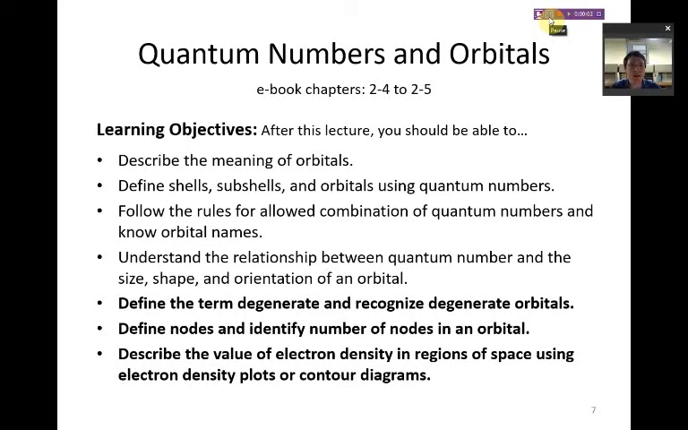Welcome back, everyone. In this video, we're going to continue learning more about quantum numbers and how they relate to orbitals. We're going to learn about what it means for an orbital to be degenerate. We're going to talk about nodes and what that means in terms of where the electrons cannot be. And then we'll look at different ways of representing orbitals using electron density plots, contour diagrams, and boundary surfaces.